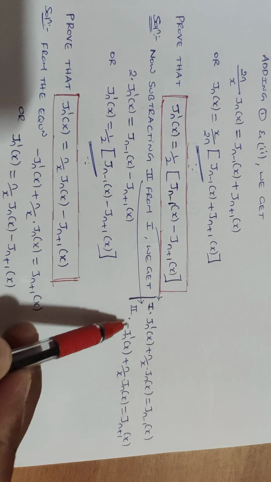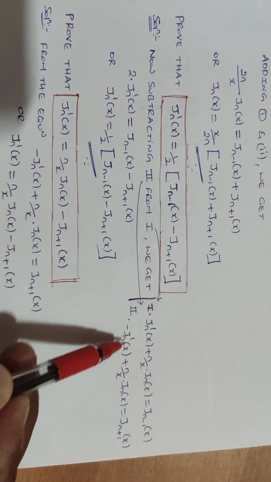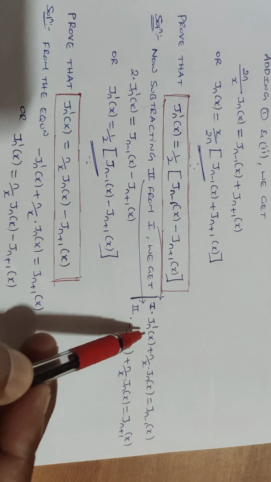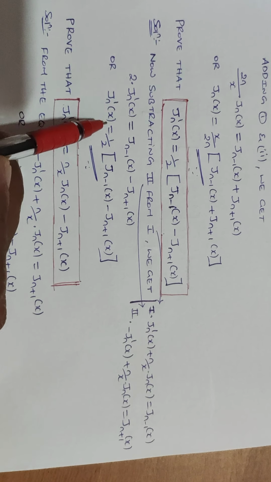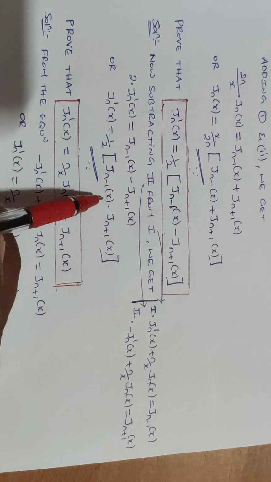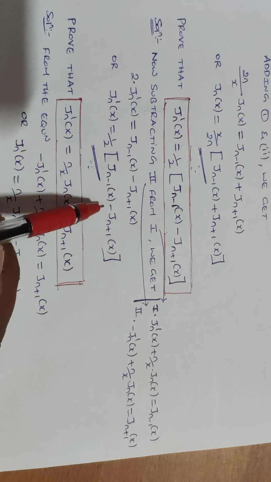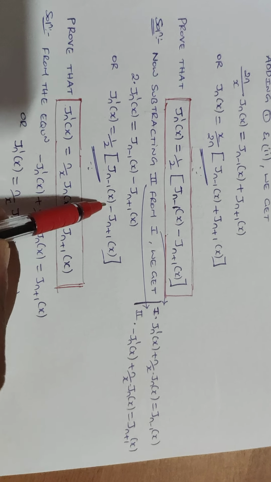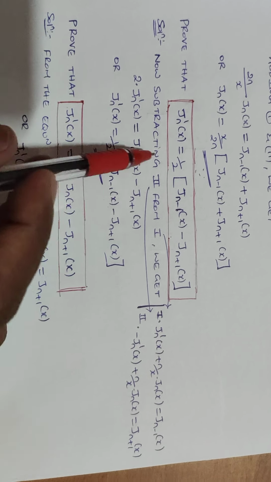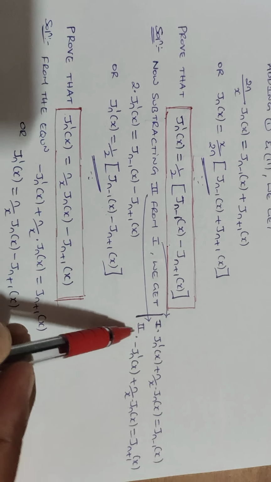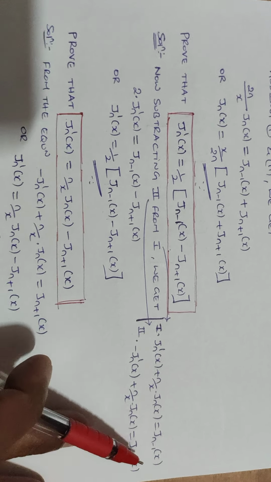So in this we observe the value of Jn dash of x. On subtracting 2 from 1, we observe that Jn dash of x is equal to half into Jn minus 1 of x minus Jn plus 1 of x. This is what we require to prove here. Just subtract 2 from 1, we get the required result.